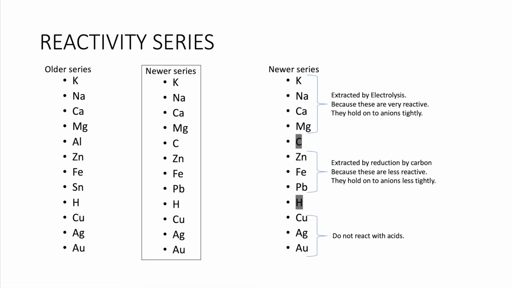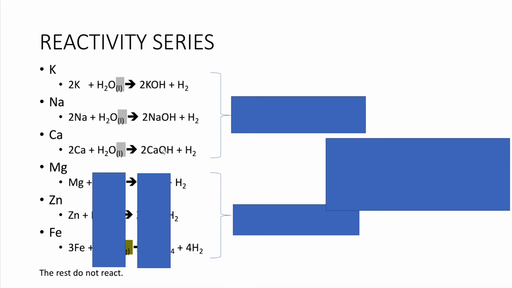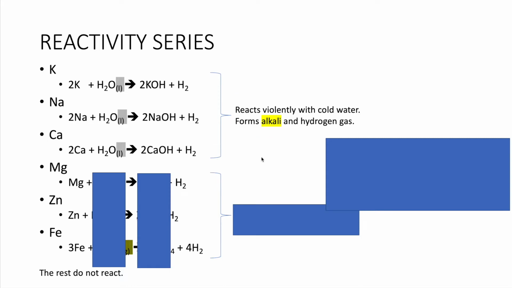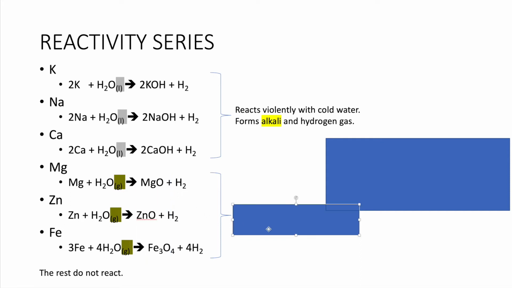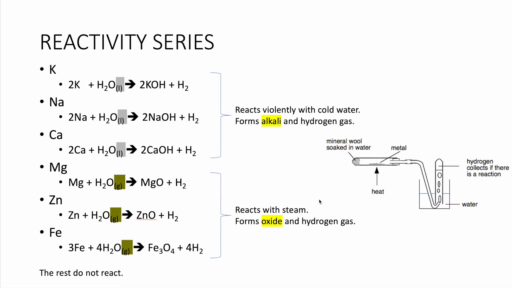And because these three at the top are so reactive, they can react very violently with water, producing an alkali and hydrogen gas. And these ones in the middle will react with steam because they are not very reactive. You need more energy, more kinetic energy to bring the reaction across, and they will produce an oxide with hydrogen gas. And this is the mini laboratory setup to react metal with steam.